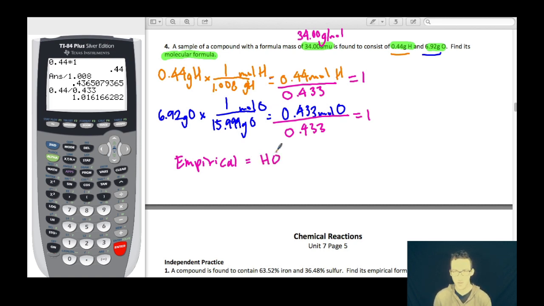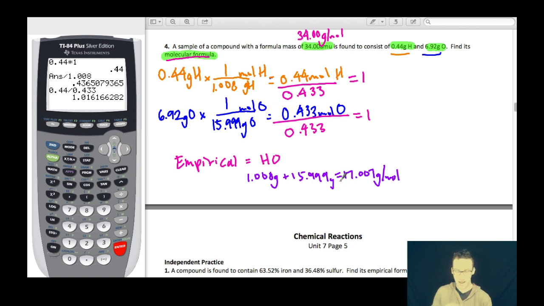Now I'm feeling really good about myself. I solved for the empirical formula, but this problem is asking us for the molecular formula. And so how does this mass compare to the mass of the compound, which we find to be 34.00? The mass of this empirical formula, 1.008 grams, because there's just one of each of them here, 15.999 grams, which means that the molar mass of this compound is 17.007 grams per mole.